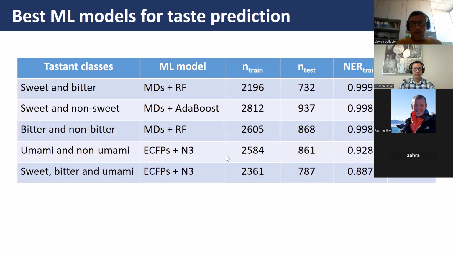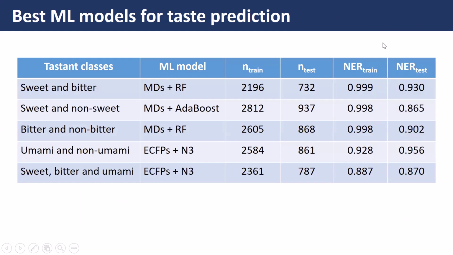So every time we built a model, we divided the set of chemicals into a training set and a test set. Then we used only the training set to optimize our model, to select the optimal set of molecular descriptors, and to tune all the parameters of the classification models. Then we predicted the test set, okay?